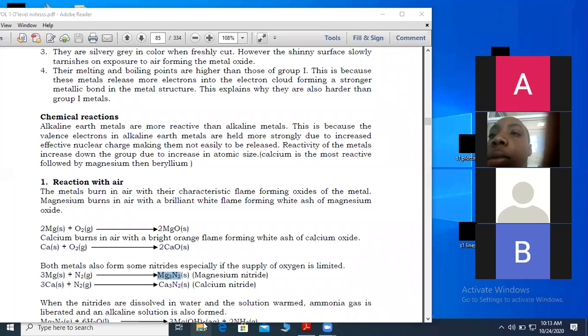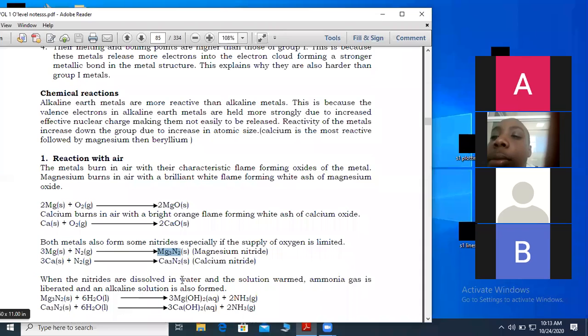When magnesium nitride is dissolved in water, the product is ammonia gas and magnesium hydroxide. So how do you state the observation? Whenever there is a gas in a solution, don't think twice. The observation will be bubbles of a colorless gas.